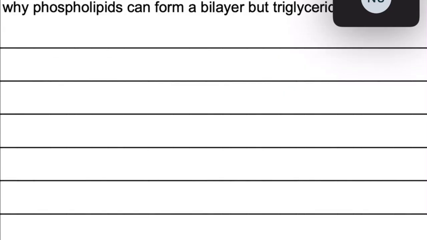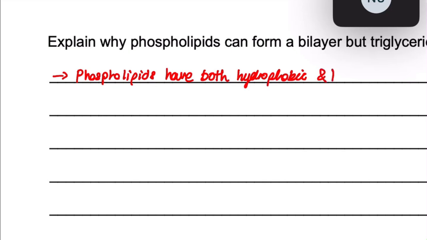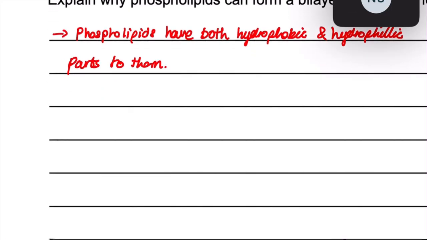So the way to answer this question, why phospholipids can form a bilayer but triglycerides don't? Well, first of all, we know that phospholipids have both hydrophobic and hydrophilic parts to them. And because they have these two parts, they can interact with water. They can form a bilayer and can interact with water.